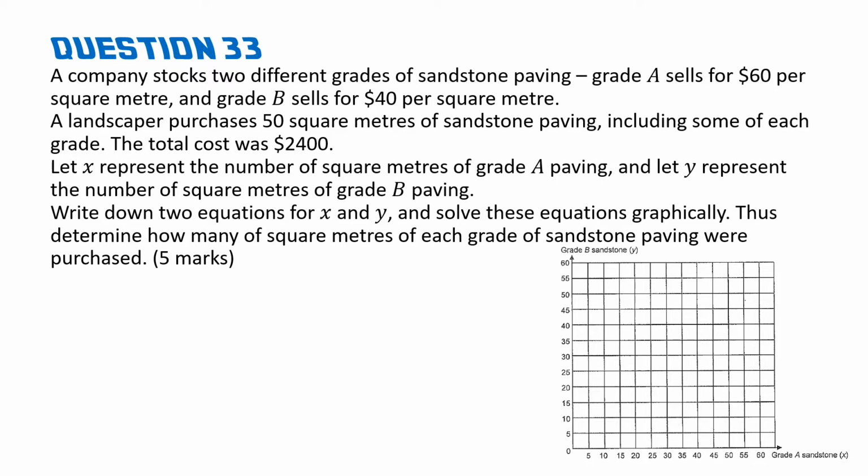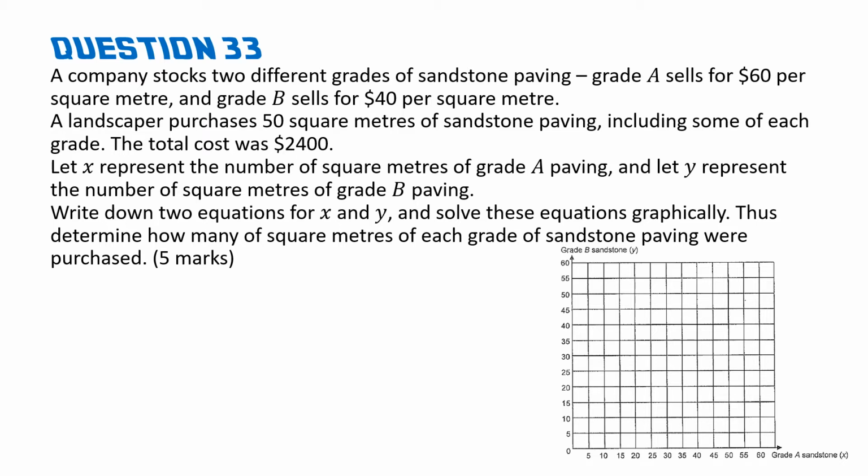Let X represent the number of square metres of grade A paving, and let Y represent the number of square metres of grade B paving. We want to write down two equations for X and Y and solve these equations graphically. From that graphical solution, we want to determine how many square metres of each grade of sandstone paving were purchased.